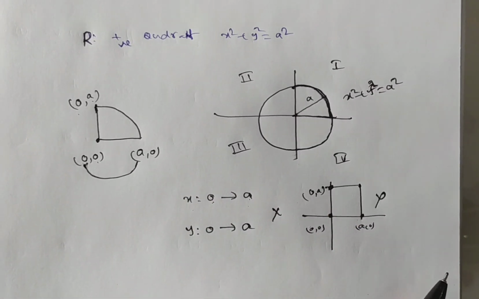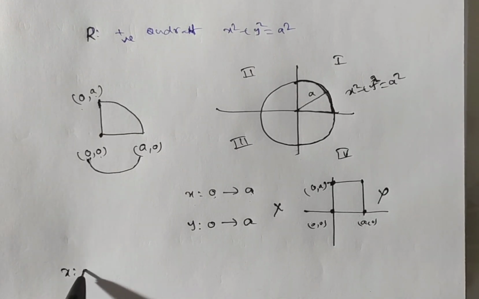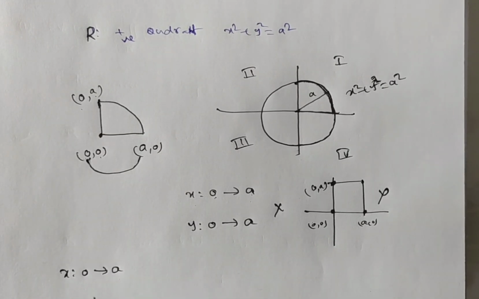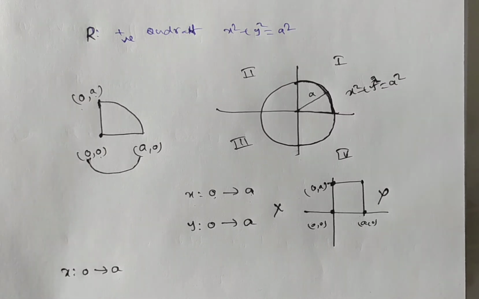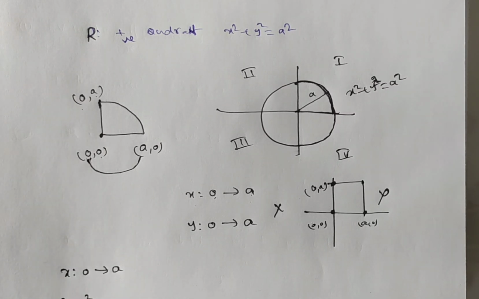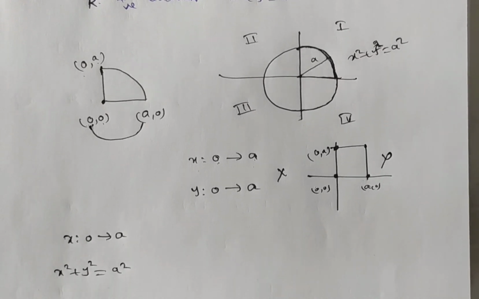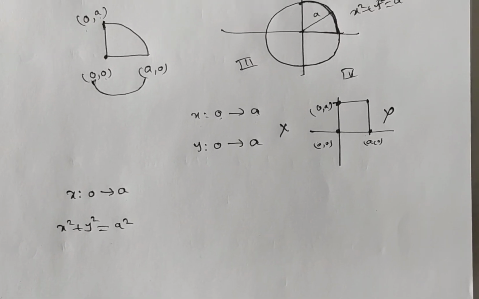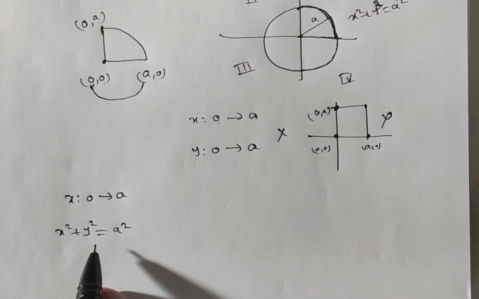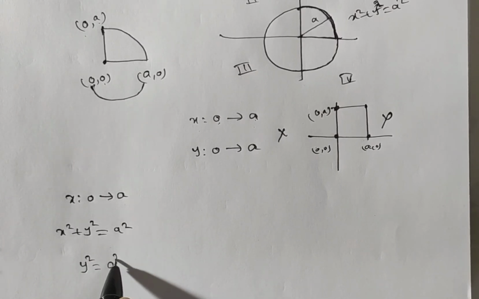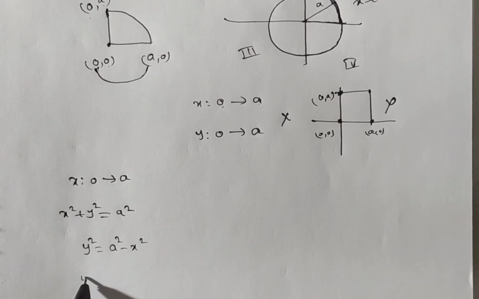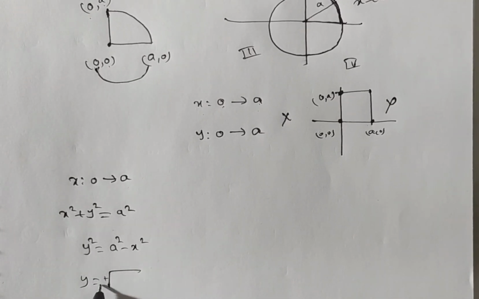So in this case, sir, can I take x from 0 to a? In one case, x is independent, the x limits are independent, then y is obviously dependent on x. The given region is the circle x square plus y square is equal to a square. So x is independent. Keep y on the left side, then you will have y square is equal to a square minus x square, then y is equal to plus or minus square root of a square minus x square.